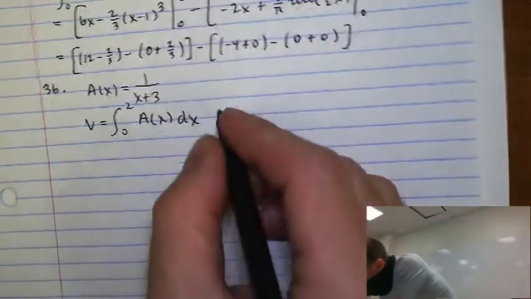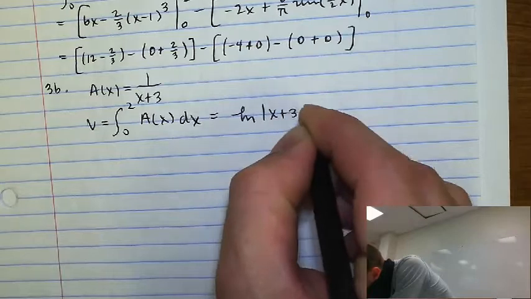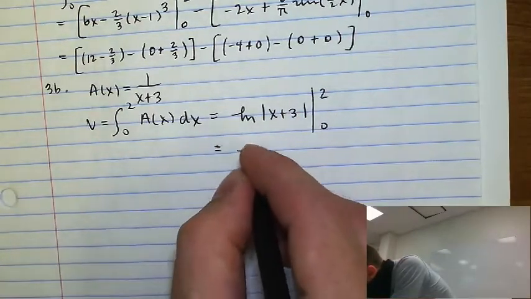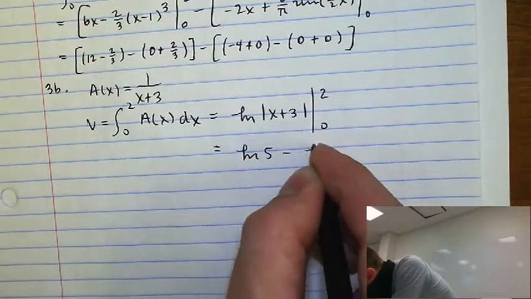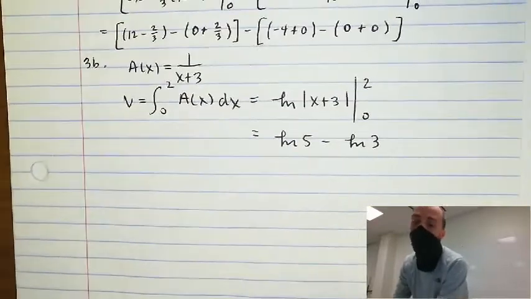But I know an antiderivative for 1 over x plus 3. That's log absolute value of x plus 3 as x runs from 0 up to 2. And so that would be the log of 5 minus the log of 3. You could say that's the log of 5/3 if you want, but you don't have to.